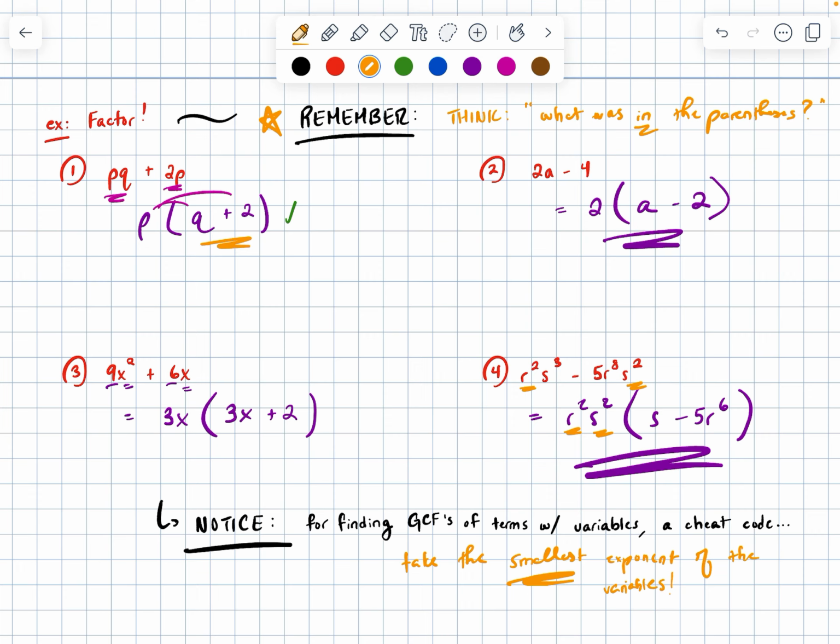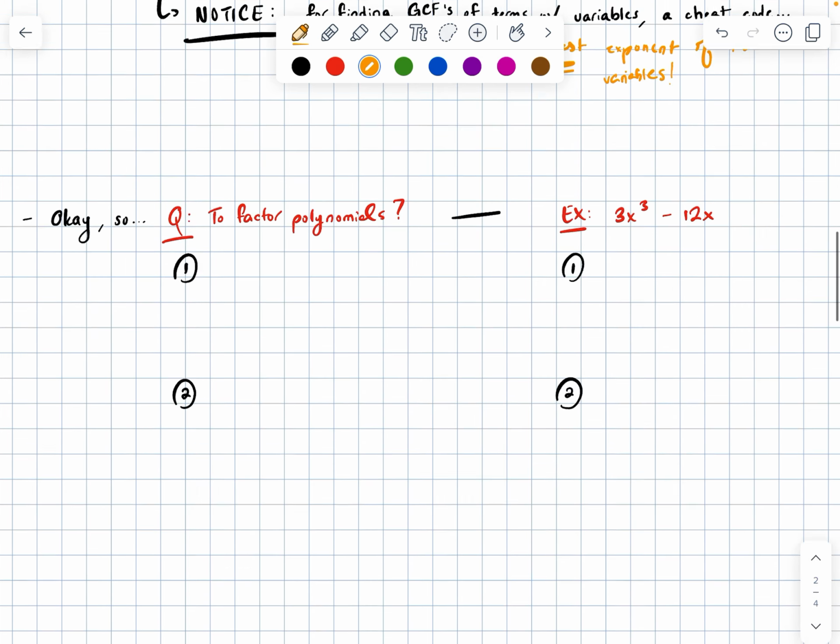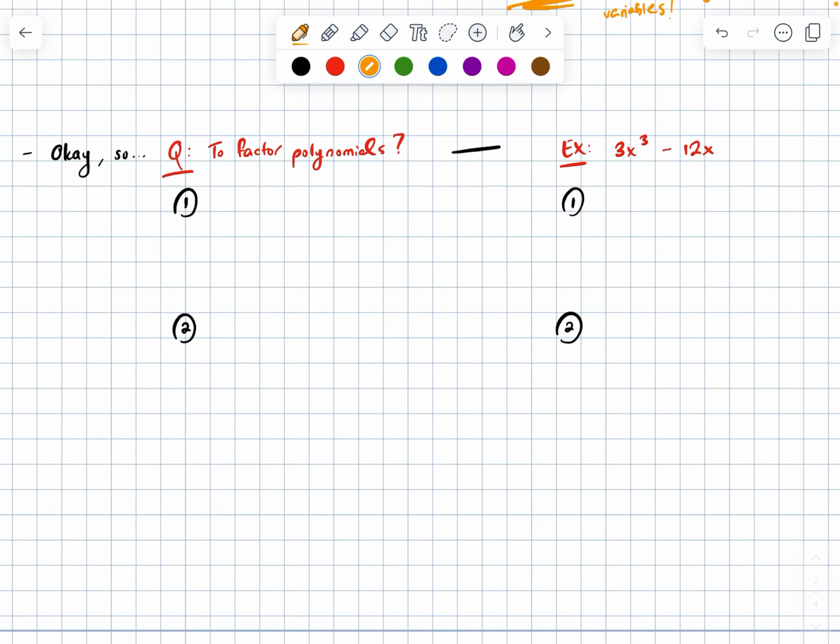Magnificent. Now that I know how to find the GCFs, how does this actually help me? Factor polynomials. So say I want to break down something like 3x cubed minus 12x. Well, the first thing that I want to do, perhaps unsurprisingly, as we just did, let me see if I can find a GCF. So my first move is always to look for my greatest common factor.